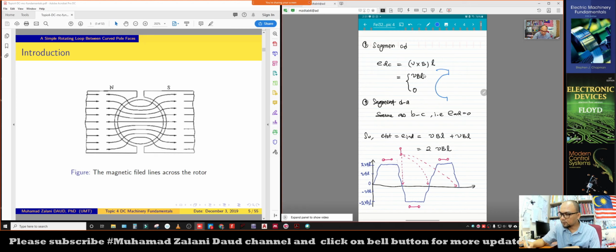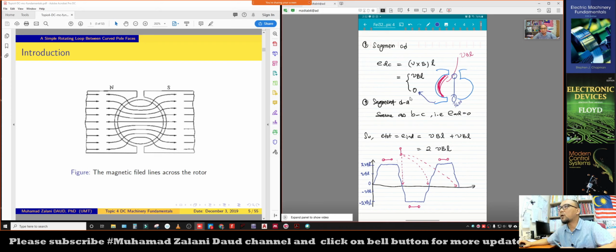Under the curved pole faces, segment CD is VBL, except when that segment CD reaches 180 degrees or 360 degrees, for example. In that case, it is 0, right? So under the curved pole faces, EDC is VBL, except at the instant when it reaches 360 degrees or 180 degrees. At that instant, EDC is 0, all right?